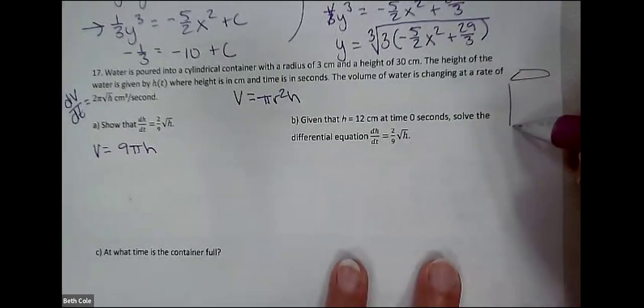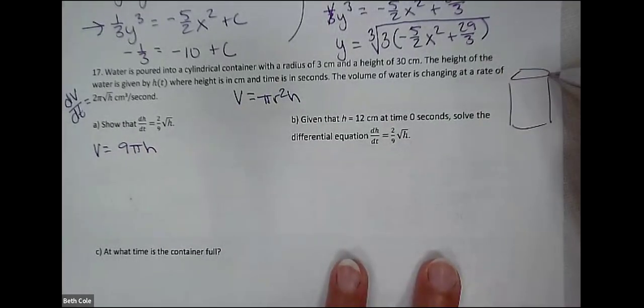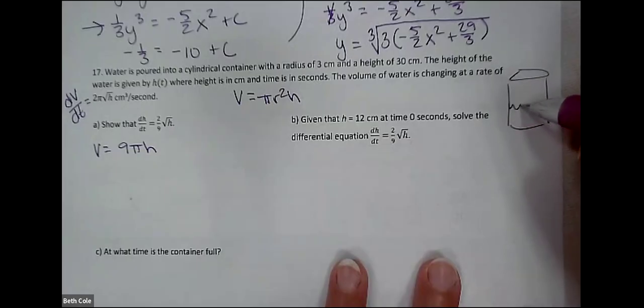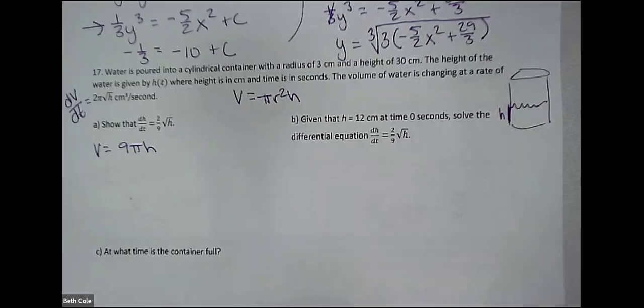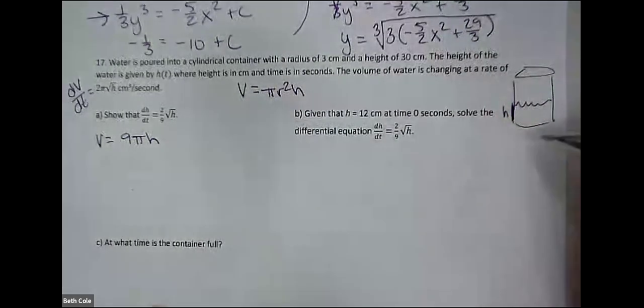To give you a visual, and don't make fun of my picture here. So the height of the cylinder is 30. That's not changing, but the amount of water in it, this is our h value. We're filling the cylinder up. We're filling this cup up with water. So that height is changing.